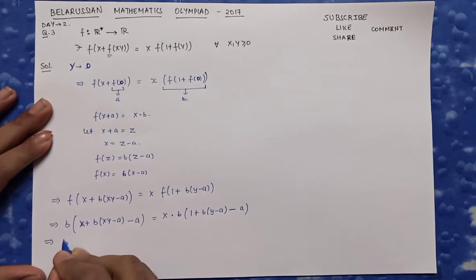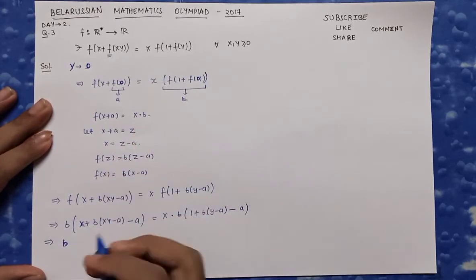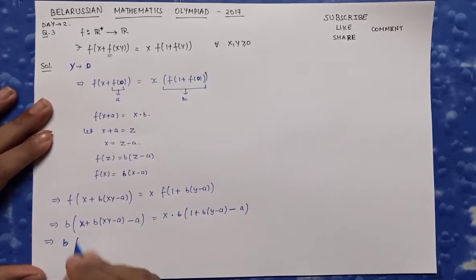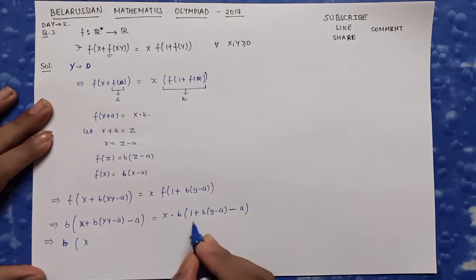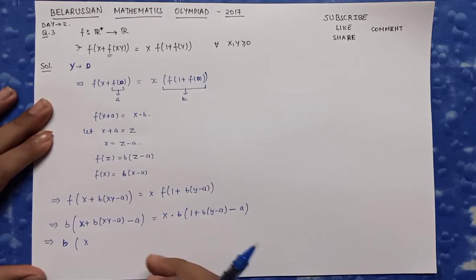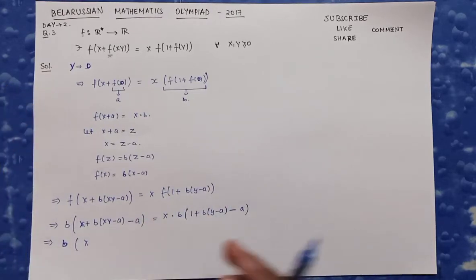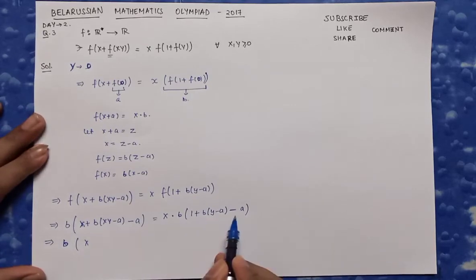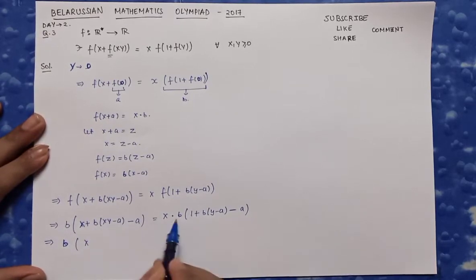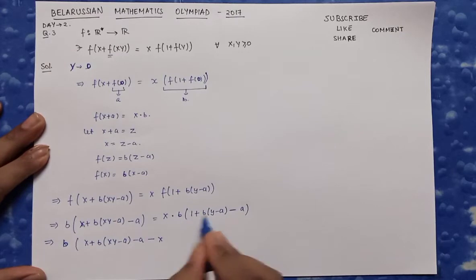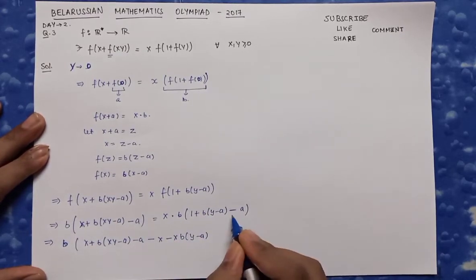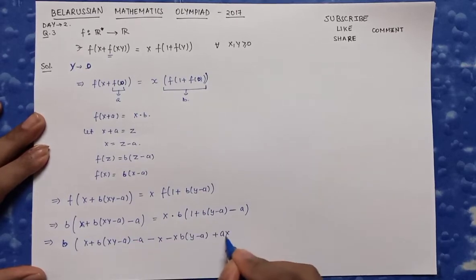So let's go further. Because there will be numerous steps, I am condensing the steps here. Let's take this RHS part to the left hand side and take b common. Then I can write b(xy - a), then minus x multiplied by this, which is minus, and this is minus, so when it comes here it will turn out to be positive.